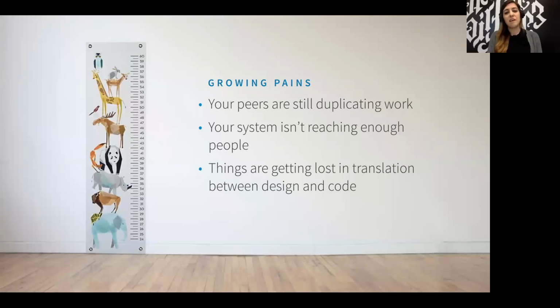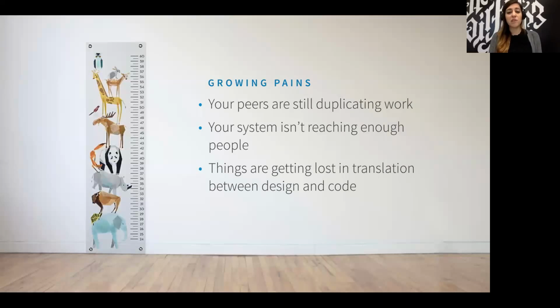So before we move on to the next stage, I want to talk a little bit about those growing pains, because as you move from one stage to the other, you really need to figure out when it's time to do that. So when we're in that beginning stage, the growing pains we were feeling was peers were still duplicating work. We had some patterns out there in Photoshop. We were trying to share them on wikis and things like that, but work was still getting duplicated.